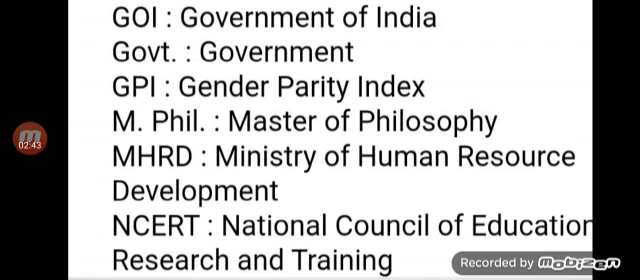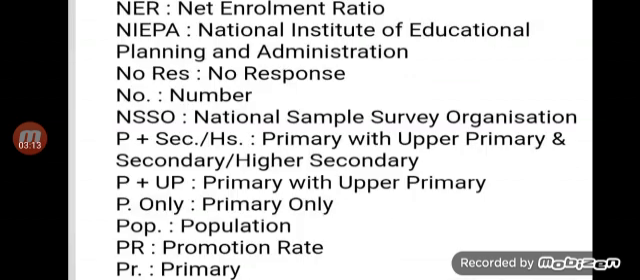Next, MPhil, which is called Master of Philosophy. Next comes MHRD, which is called Ministry of Human Resource Development. Next, NCERT, which is called National Council of Education Research and Training. Next abbreviation is NER, which is called Net Enrollment Ratio.